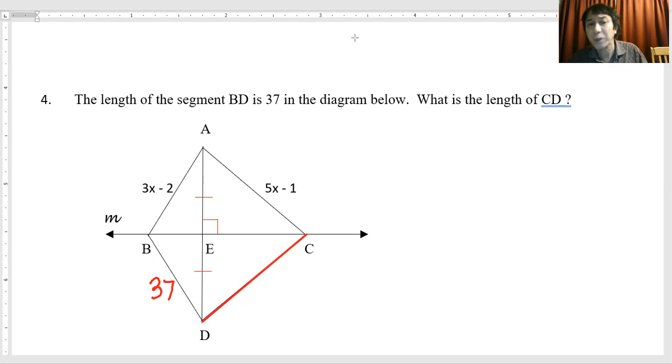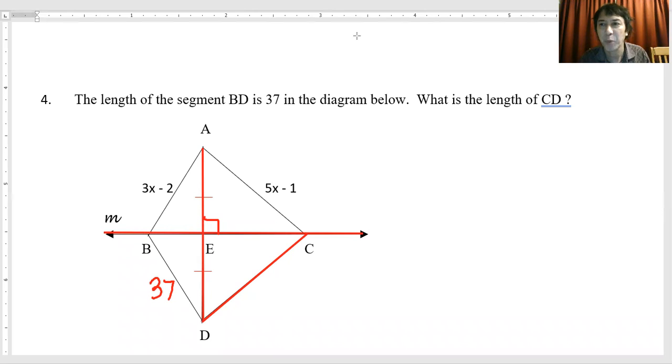How are we going to approach the problem? First, we observe the given. Here's a diagram, and here's a 90 degrees here. That means line M, this line here, divides the segment AD, and it's divided into two equal parts. That means line M is a perpendicular bisector, and that means we can use the theorem.